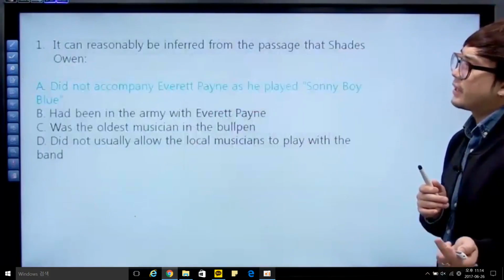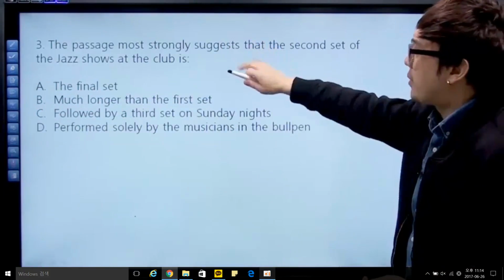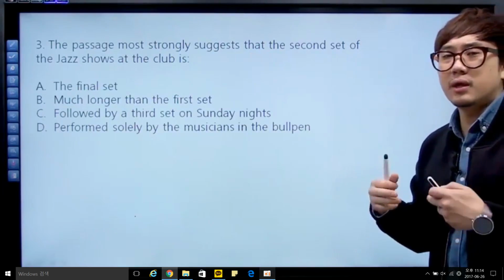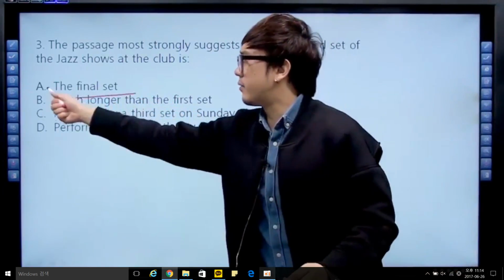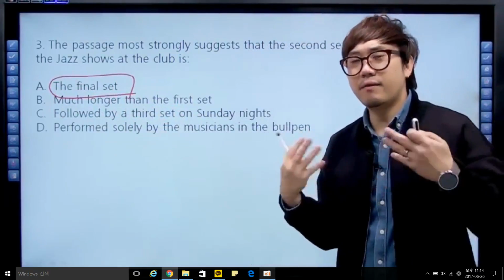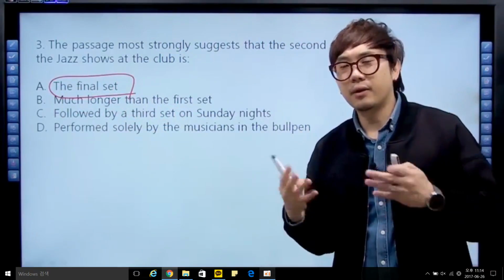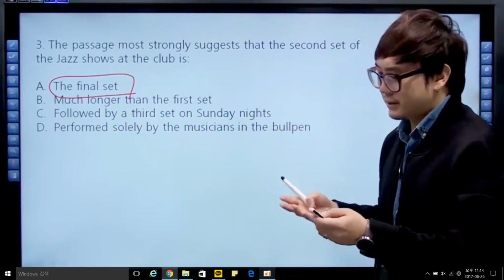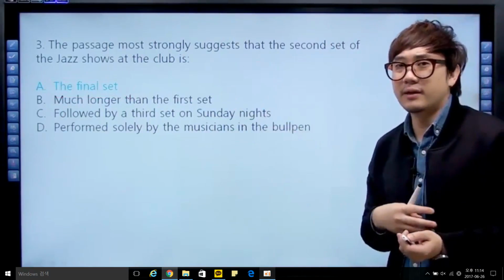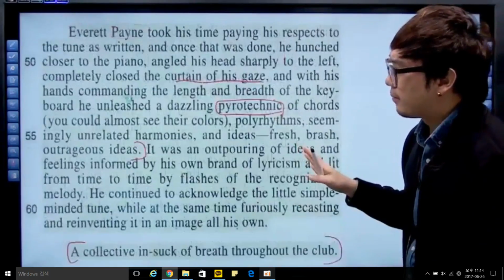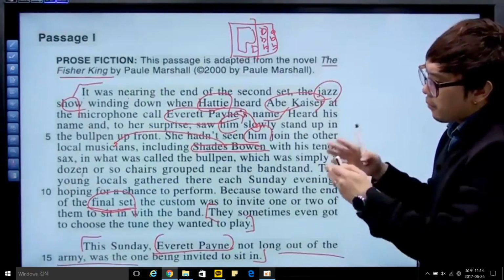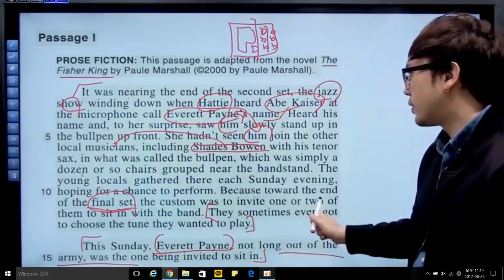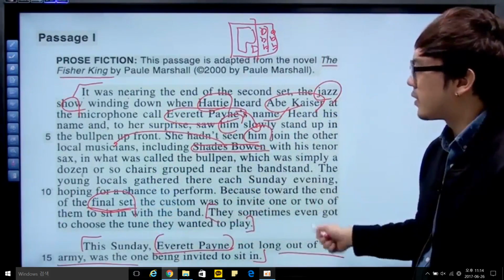So if that's the idea, right? The passage most strongly suggests that the second set of the jazz show at the club should be the last one because there's a final set, right? This is the final set, the second set, the final set. I don't think it's the first set. I don't think it's the third set. It's the second set, and that should be the final set of it, right? So that's the answer, the final set. I mean, it requires a little bit more reading, right? But it says the final set right there. It says because towards the end of the final set, the custom was to invite someone, right?